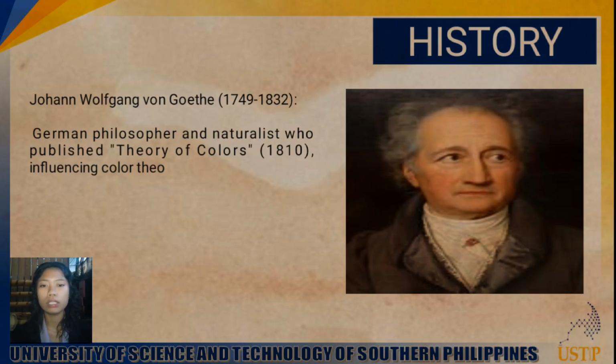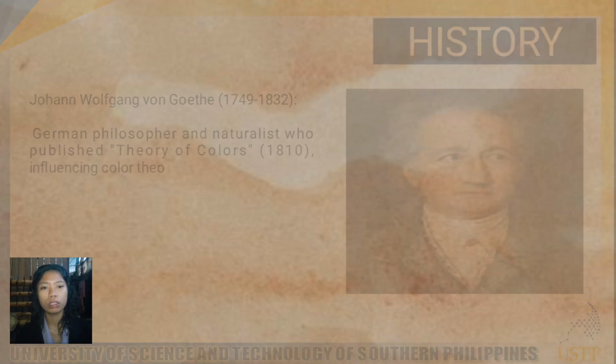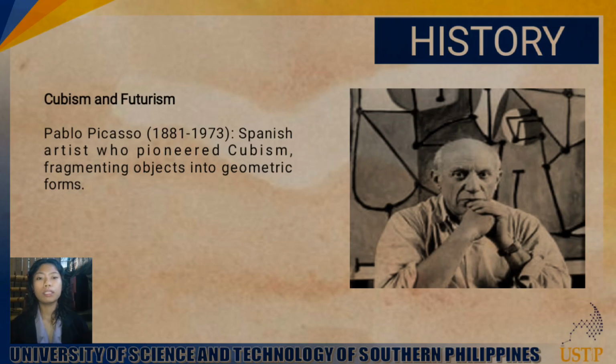So the third artist is Johann Wolfgang von Goethe. He is a German philosopher and naturalist who published Theory of Colors during 1810, influencing color theory. So the fourth is Cubism and Futurism.